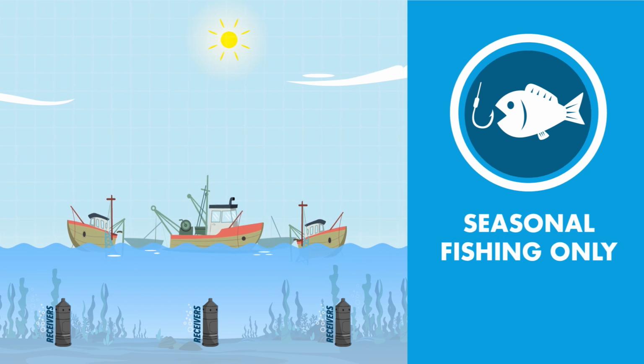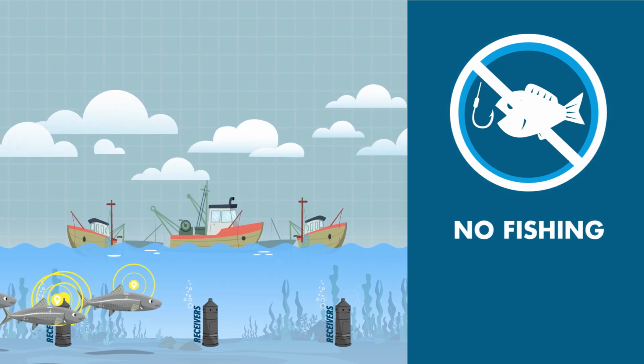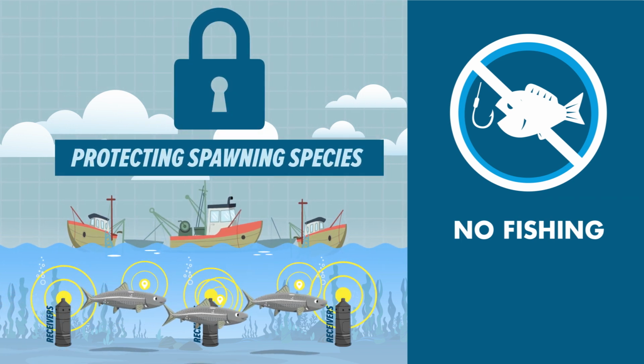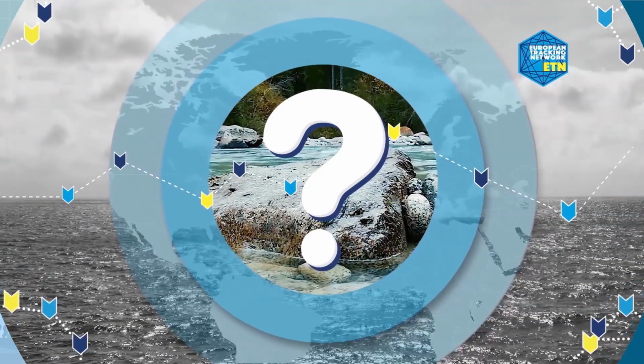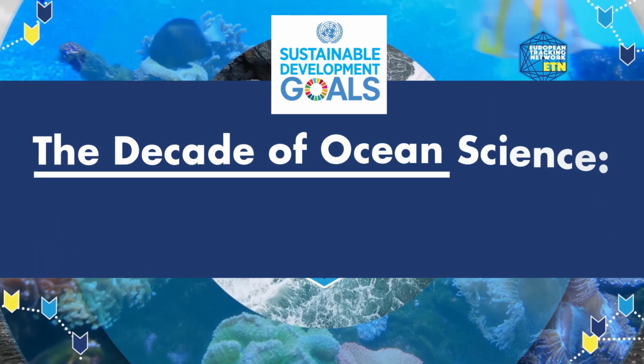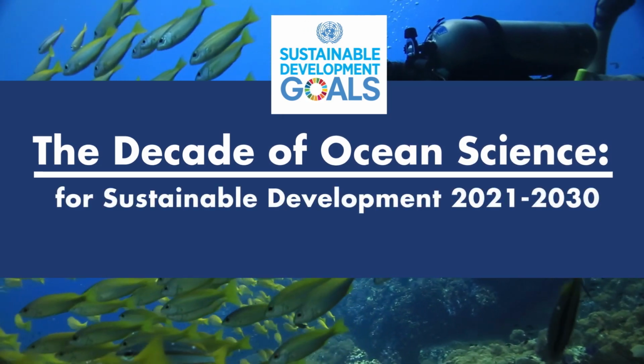Seasonal trends in the migration of female fish can inform the closure of some fisheries at specific times, protecting the movement of spawning species. To ensure the future of the oceans, the United Nations has proclaimed the Decade of Ocean Science for Sustainable Development 2021 to 2030.